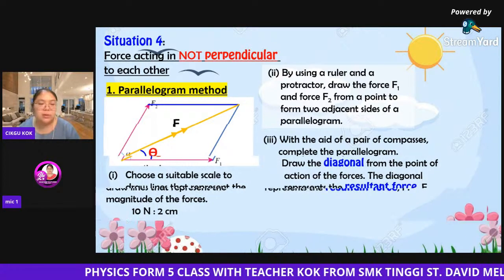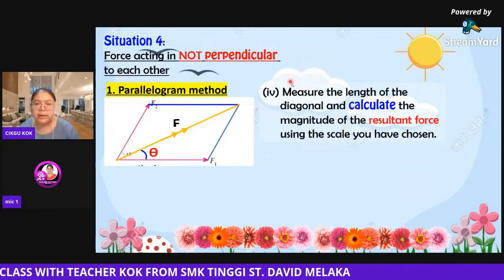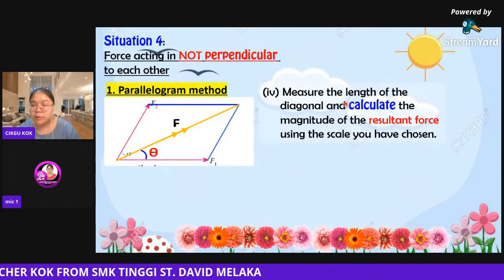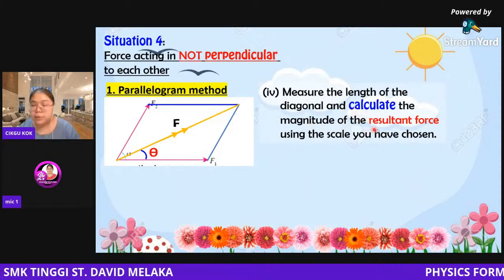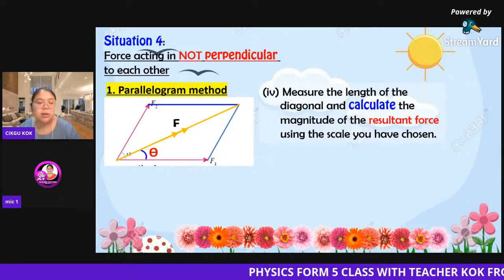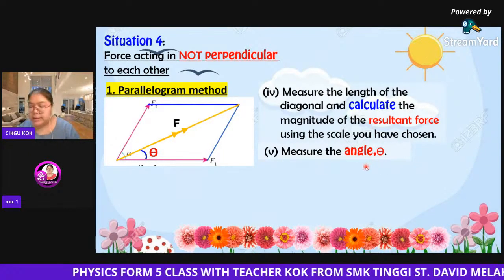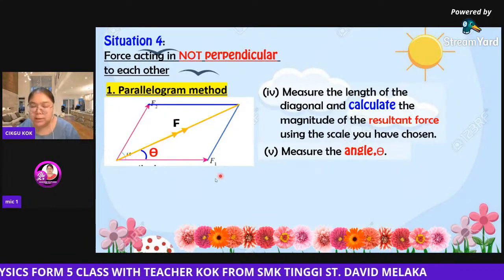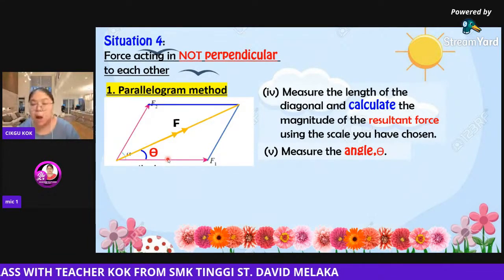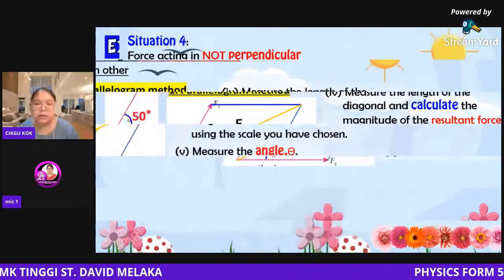Okay, the next one is the same thing. I just write here: measure the length using your ruler, then calculate the magnitude of the resultant force using the scale you already chose. Then you measure the angle, using your protractor to measure how many degrees this angle is. So I'll show you an example.